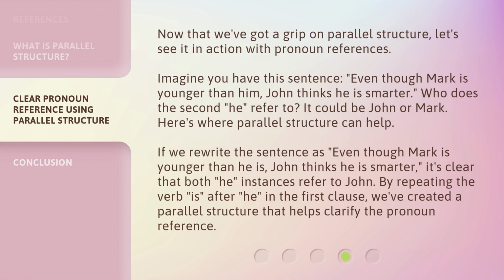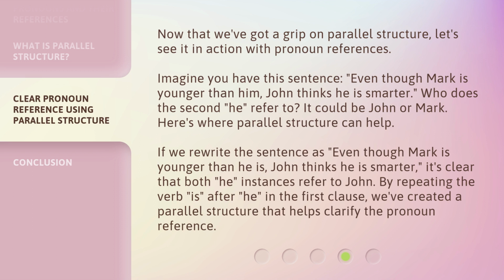Now that we've got a grip on parallel structure, let's see it in action with pronoun references. Imagine you have this sentence. "Even though Mark is younger than him, John thinks he is smarter." Who does the second "he" refer to? It could be John or Mark. Here's where parallel structure can help.